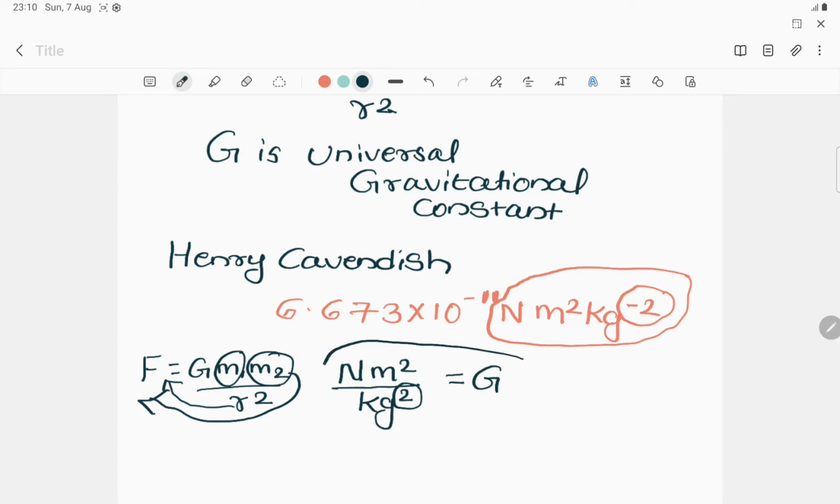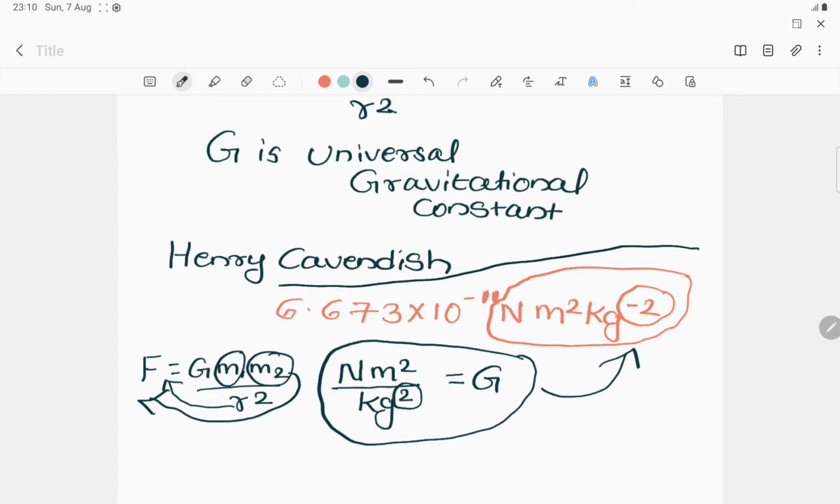This is just the representation of how the units come. Several bodies were taken, their masses were considered, and the distance was also considered experimentally, and then the value was found out to be 6.673 into 10 raised to minus 11, which is a very small number. So I hope I am clear up to this point.